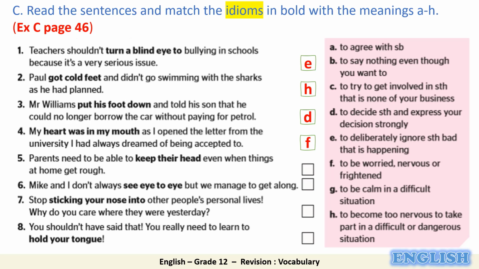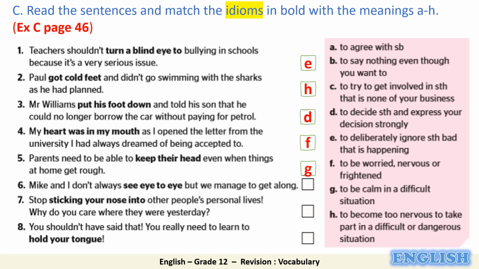Moving to sentence number 5. Parents need to be able to keep their head even when things at home get rough. Which means parents should know how to behave in difficult situations, which is G, excellent, to be calm in a difficult situation. Number 6. Mike and I don't always see eye to eye, but we manage to get along.